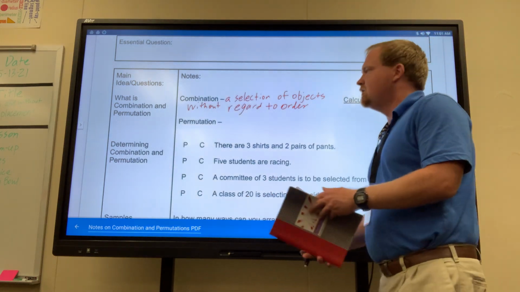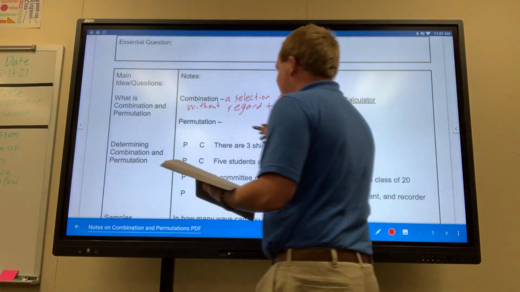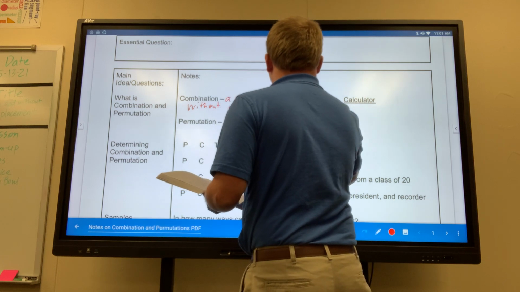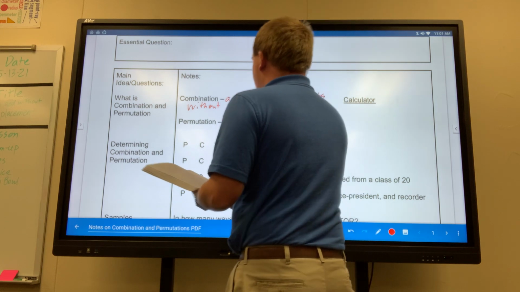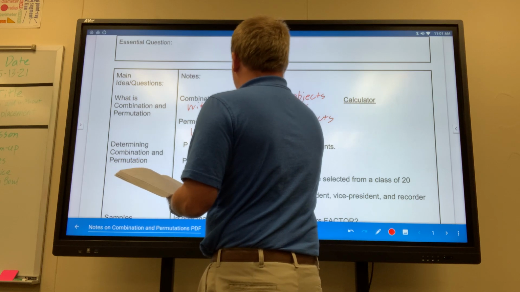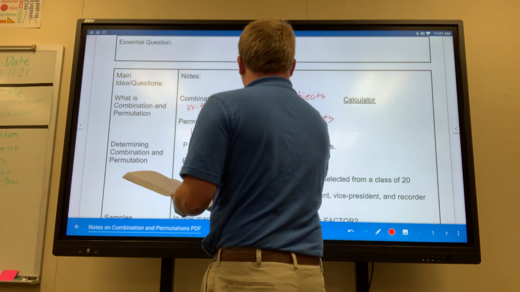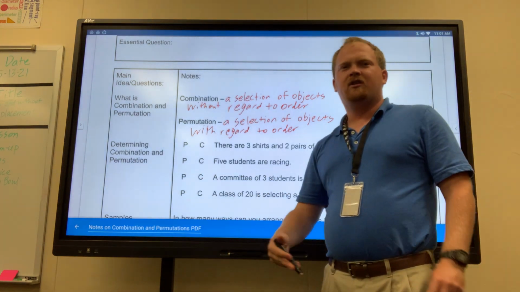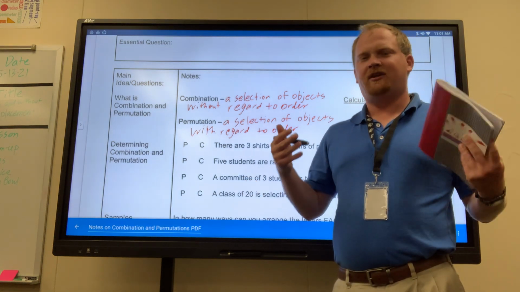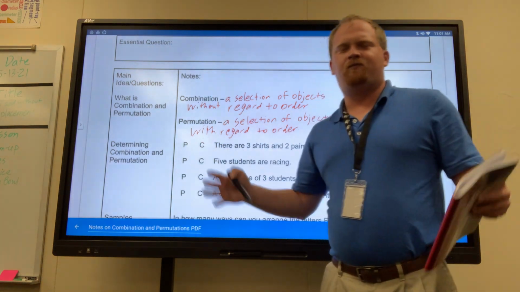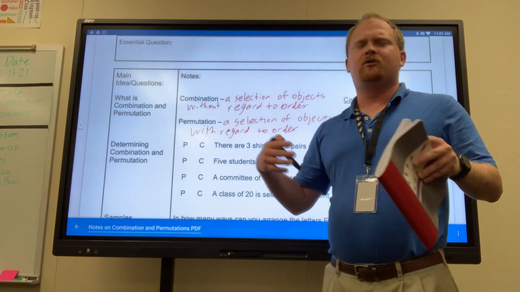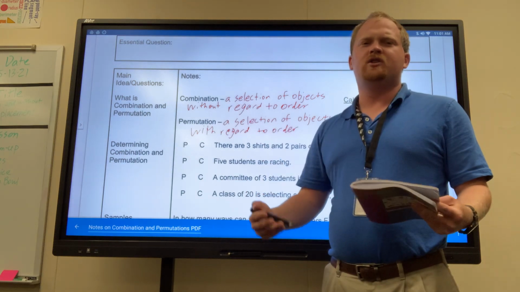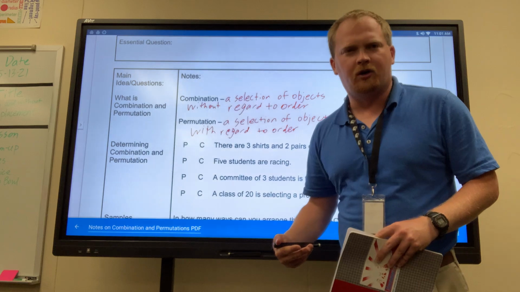That's combinations. Permutation is a selection of objects with regards to order. So it actually does matter what the order is. Probably one of the most primary examples is like a race. You know, you have 10 people racing and you want to figure out who's in first, second, or third. That's permutation. You want to figure out who finished the race first all the way to last.